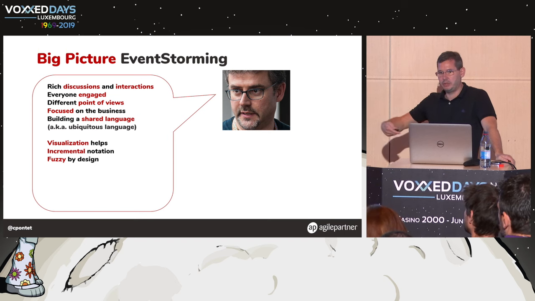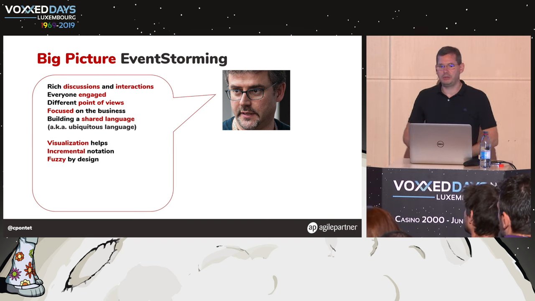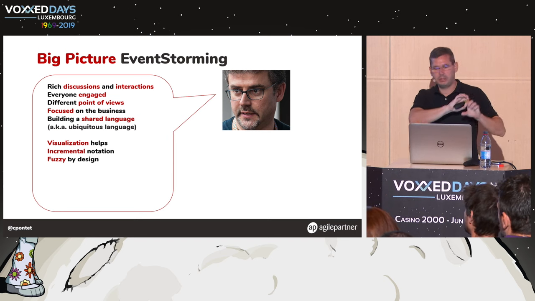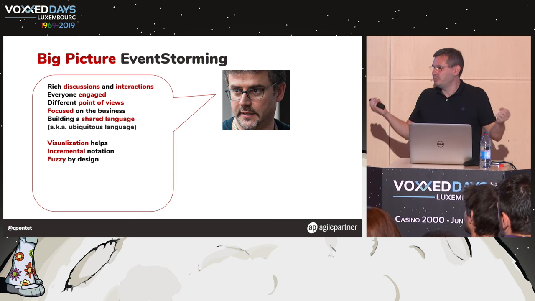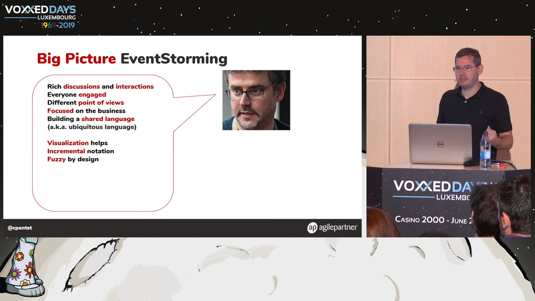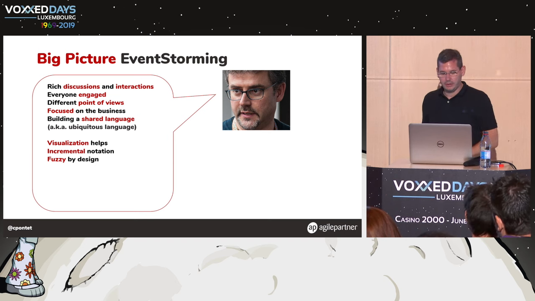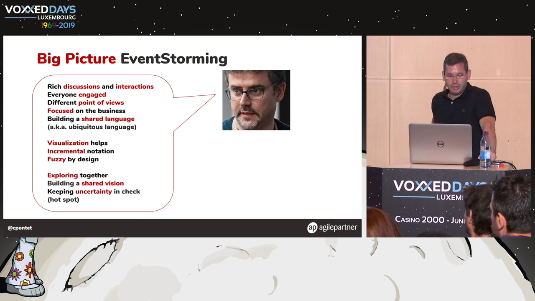You have this incremental notation, so you always start with the domain events, the most important things, because it helps you really build the timeline. And it's normal that it's fuzzy. It's fuzzy by design. It should be a big mess, according to Alberto, because out of this chaos, some nice things will emerge. And it's good that these conversations are taking place. Most of the time, it's a very bad thing that people try to hide under the mat. So good thing that the conversation happened. And you are exploring together. You are building a shared vision.